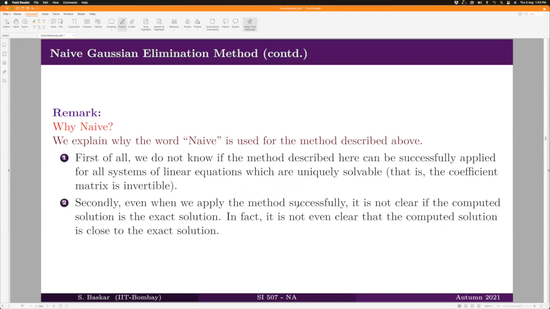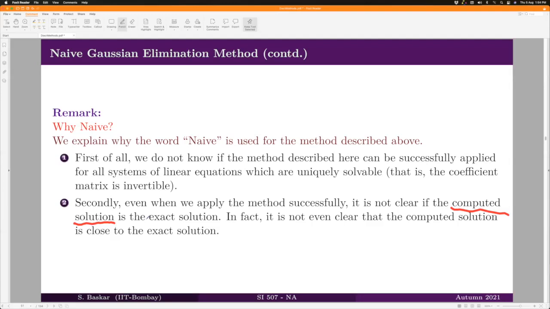Secondly, even when we apply the method successfully, it is not clear if the computed solution is the exact solution. In fact, it is not even clear that the computed solution is close to the exact solution. Here, by computed solution, we mean the solution obtained on a computer. As we can see from the way we have constructed the method, there is no approximation involved in the method, right? Therefore, if everything goes well, the method should give us the exact solution. But for that, we have to compute each step using infinite precision.